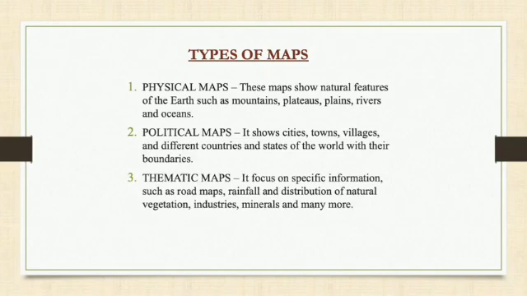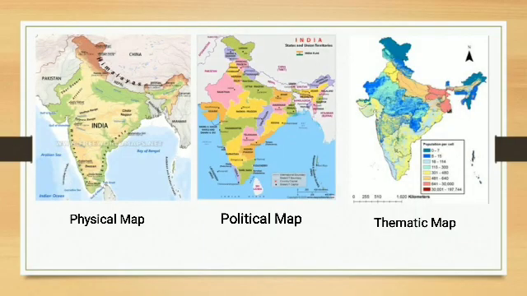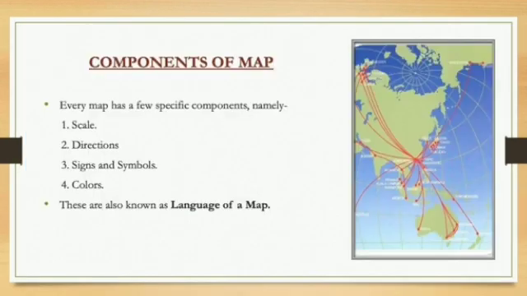Let us see the images of these maps. The first is the physical map, second is political map and the third is thematic map. Now we study about the components of map. Every map has specific components, namely scale, directions, signs and symbols, and colors. These are also known as the language of map. It means through these specific components we can understand the map easily.